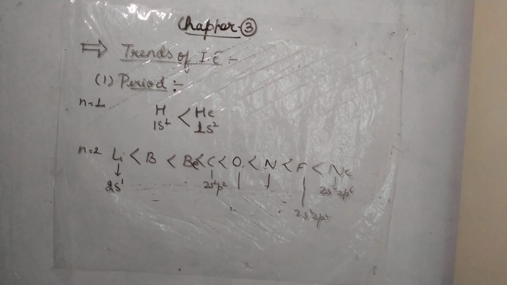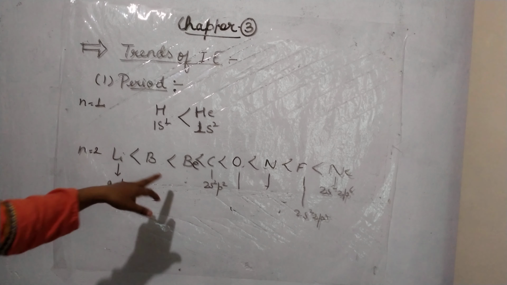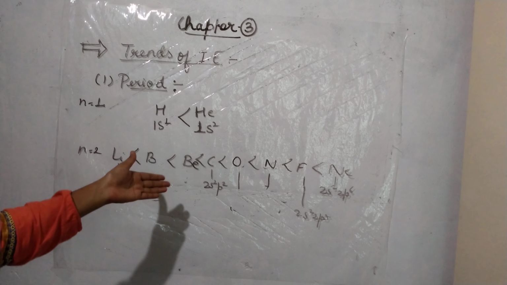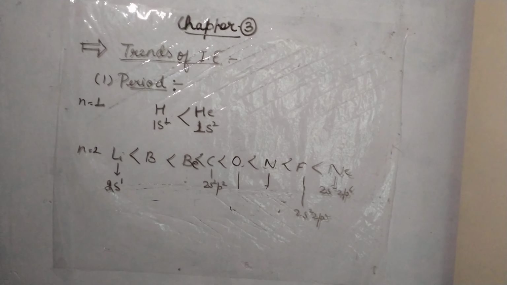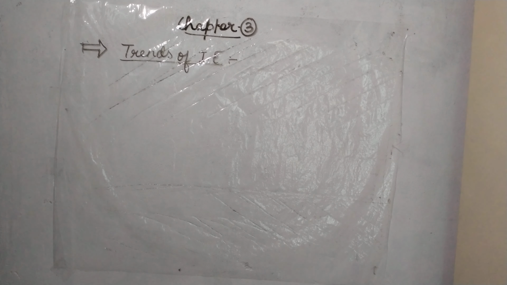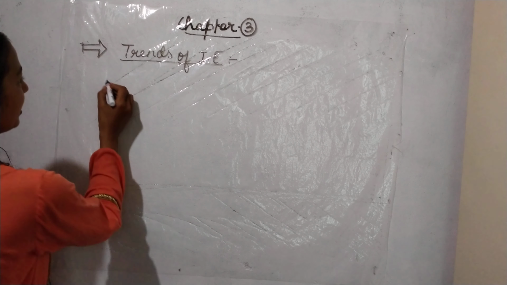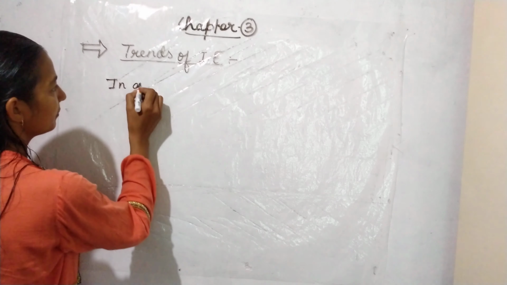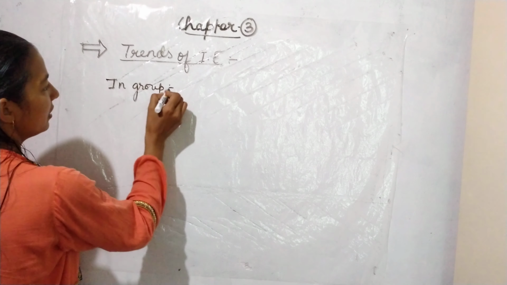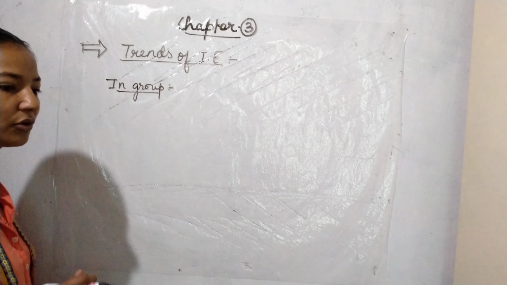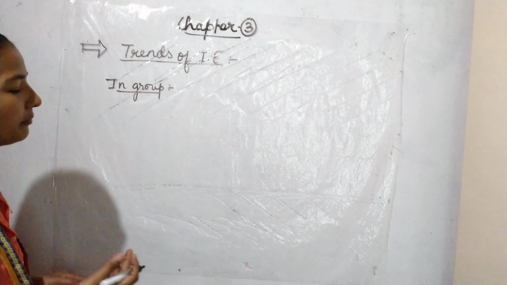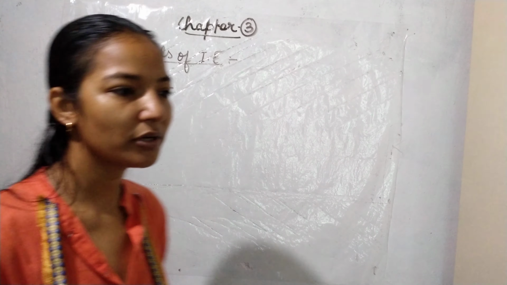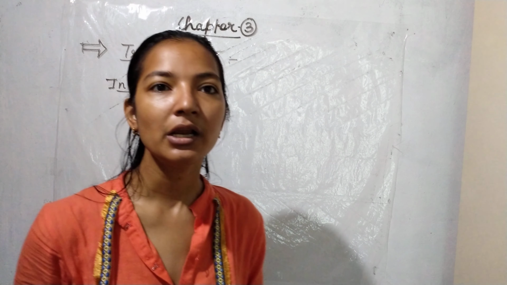And so on. In the same way, you can write the order of ionization energy of different elements in different periods. Now let's discuss the ionization energy in a group. So all the groups, group number 1, 2, 3, 4, 5, on moving from top to bottom, the value of ionization energy will decrease.